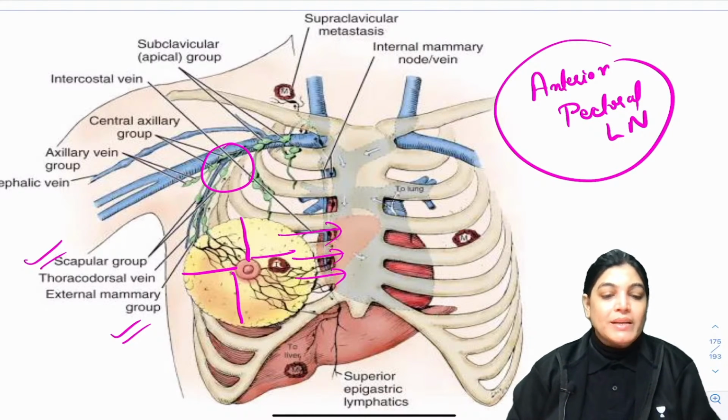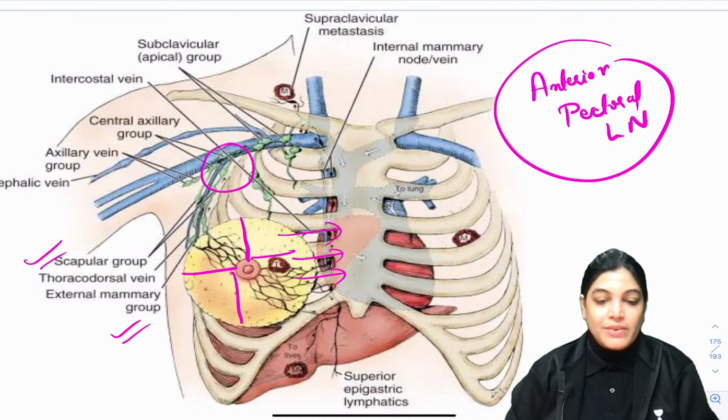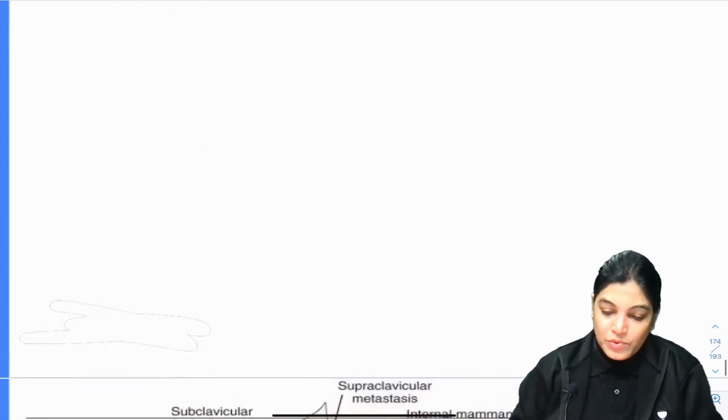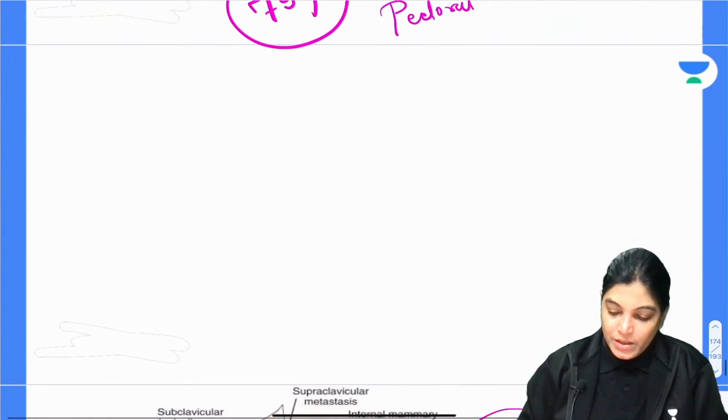When we are talking about the medial quadrant of the breast, its lymphatics are draining into parasternal lymph node. So if you want to note down this point, please.